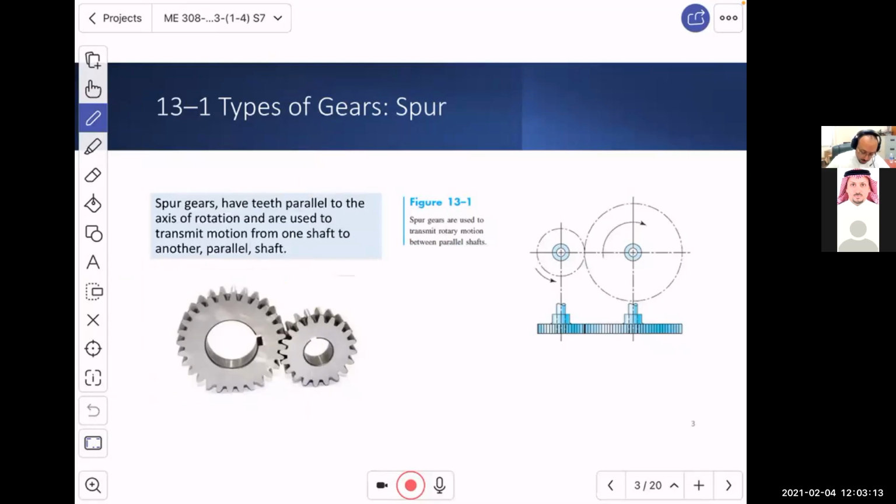and the most fundamental one is that their teeth are cut parallel to the shaft, parallel to the shaft axis. Which means, if you look here, for example, you have this shaft, and this is one gear. There is another shaft. So the two shafts are parallel, and we have two gears. As you see, this is the first one, and this is the second one.